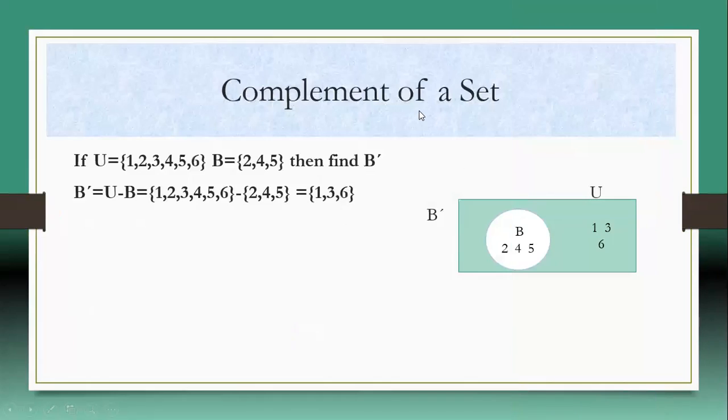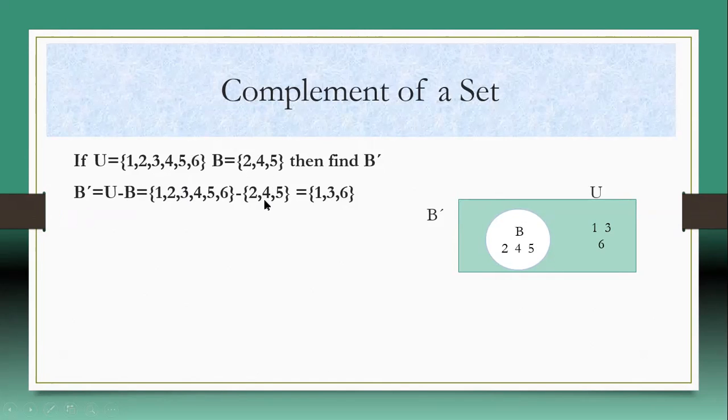Now, let me explain the complement of the set with the given example. For example, if U is equal to 1 till 6 and B is equal to 2, 4, and 5, then find B dash. Okay. B dash means, my dear, please listen to me carefully. B dash means U minus B. A dash means U minus A. No, not A minus U. Please. B dash means U minus B. Okay, first copy down the elements of set U, then minus, then elements of set B.